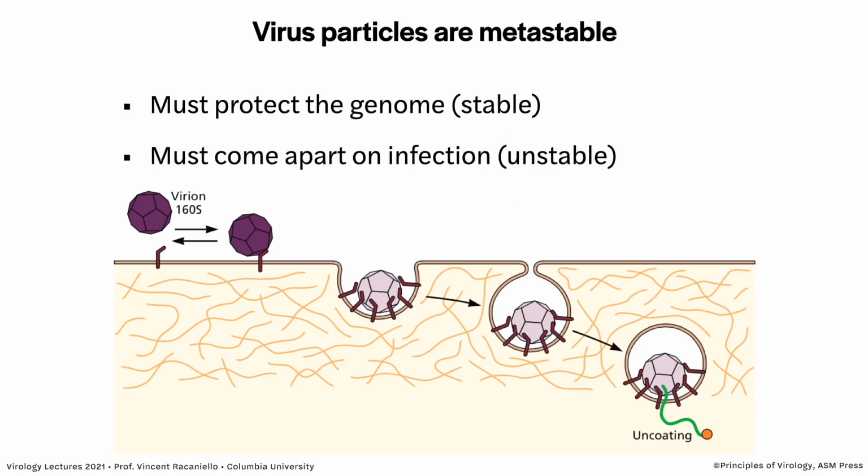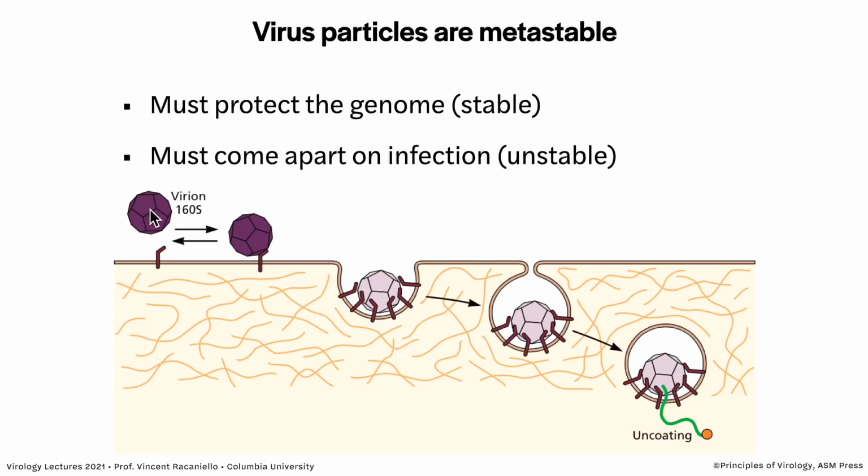Now, virus particles are metastable. This is a very important concept. They have to protect the genome, as I've said, as it travels from cell to cell or host to host. But in the cell, they have to come apart. So they have a stable phase and they have an unstable phase. That's called metastability. It's very straightforward. How you control it may not be so straightforward.